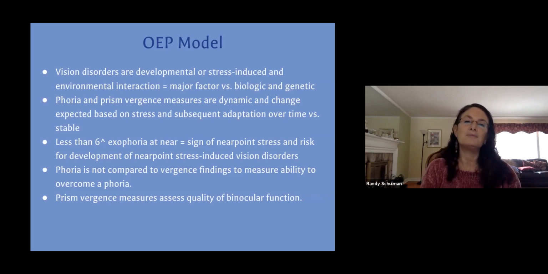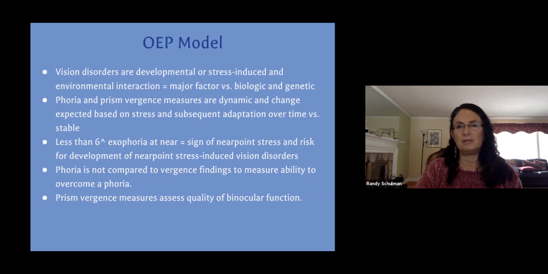The OEP model basically says that anyone who does not have 6 exophoria at near, and I understand now they really say the norm is 4 exophoria at near, but the original OEP model, going back to Skeffington, said that if you do not have 6 exophoria at near, then you are under near point stress. So if you have somebody that has 1 exophoria at near, they're exhibiting some form of near point stress.